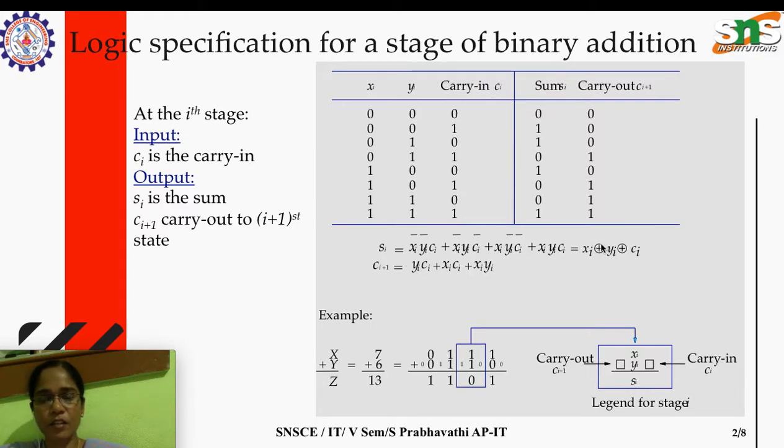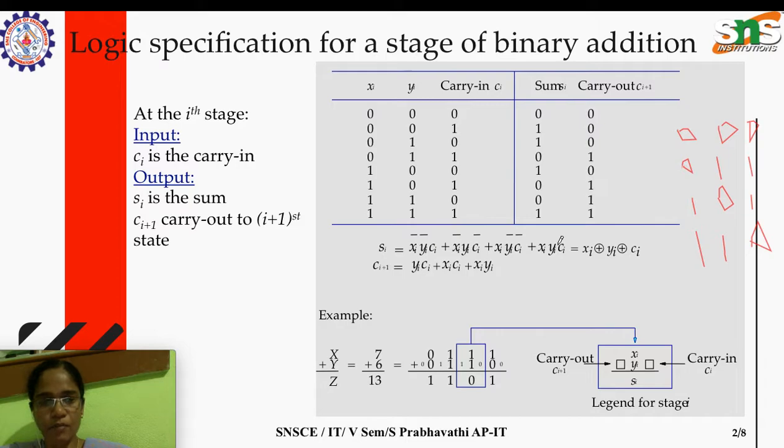XOR addition, I think you will know the truth table. Let me recollect the truth table of XOR. When we have 0 0, the output of the XOR is 0. When we have 0 1, the output of the XOR is 1. When we have 1 0, the output is 1. When we have 1 1, the output is 0 in XOR. So this is the truth table for the XOR logic circuit.